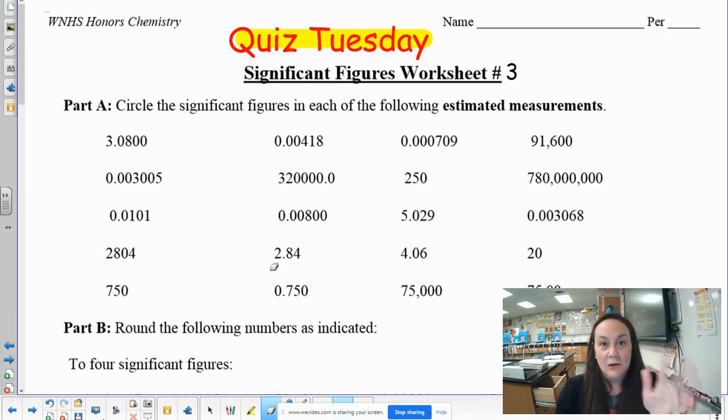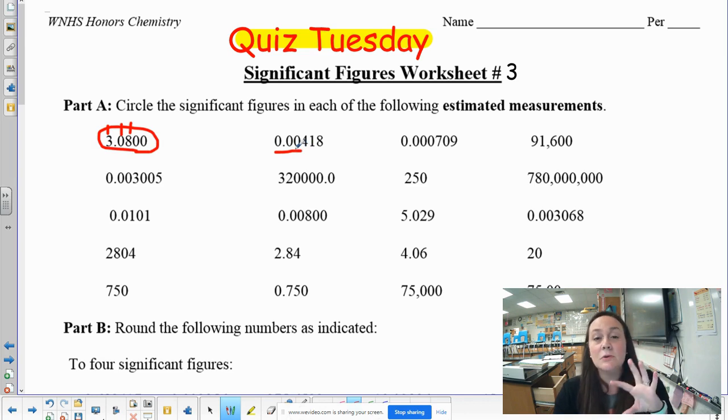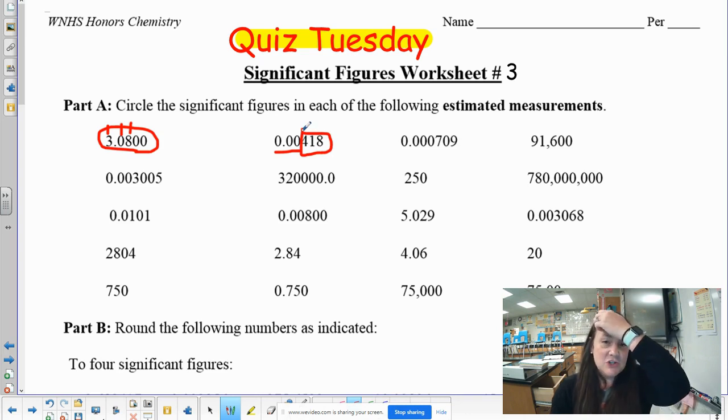So let's now talk about what we're going to do on our worksheet today. You're going to take your rules, and we are going to circle the significant figures in each of these estimated measurements. Remember, non-zero numbers always count, captive zeros count, and numbers at the end count if there is a decimal. So that whole number counts. On this next one over here, leading zeros never count. They are there for a reason. They are placeholders. They show orders of magnitude, but they are not significant measurement numbers. So I really only have the 4, the 1, and the 8. So you're going to circle up those significant figures and check the key.